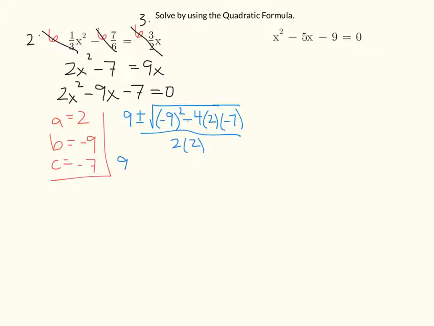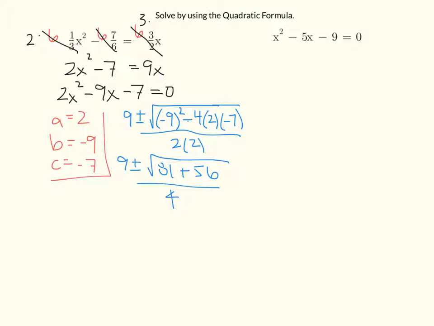Alright, we have 9 plus or minus 81, and then I have a negative 4 times a 2 times a negative 7, so I have two negatives, going to make a positive. 4 times 2 is 8, times 7 is 56, all over 4.